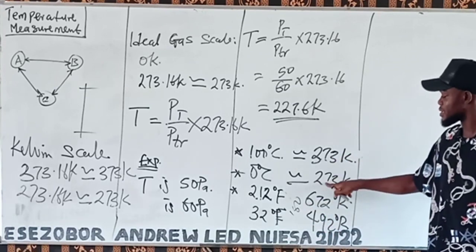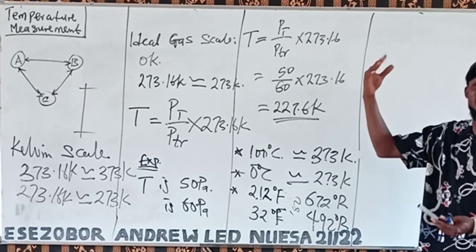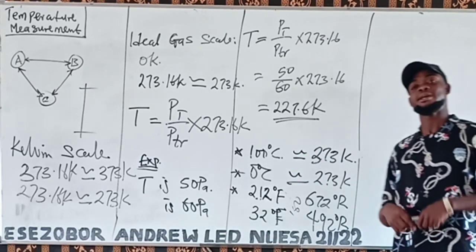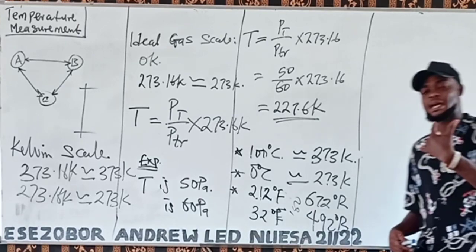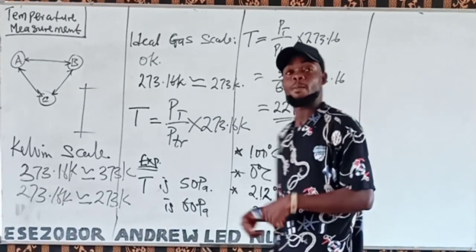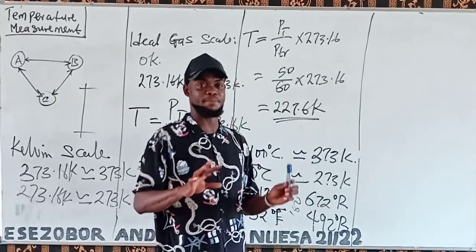What is the difference between this and this? 100. What is the difference between this and this? 100. So the difference between the upper and lower fixed point of the temperature scale is called the fundamental interval. Now, what do we call thermometers in practice?